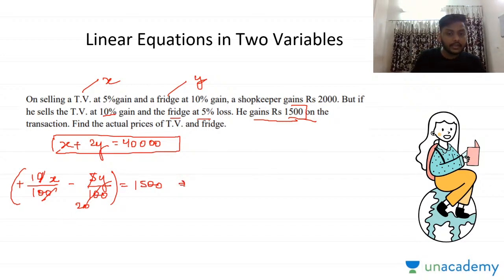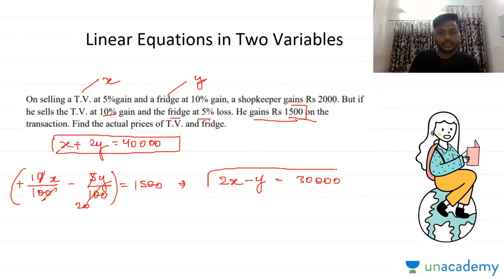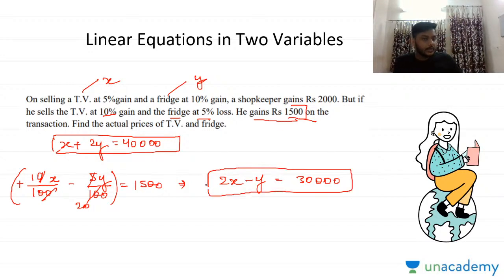From here you will be getting 2x minus y is equal to 15 times 2 is 30, and then you have 0 0 and then one more 0, 30,000. So the second equation is over here. Okay, I repeat, first equation is x plus 2y equal to 40,000 and second equation is 2x minus y is equal to 30,000. Yes or no? Am I clear with this or not, guys? Please tell me, everyone. Are we clear till this point?